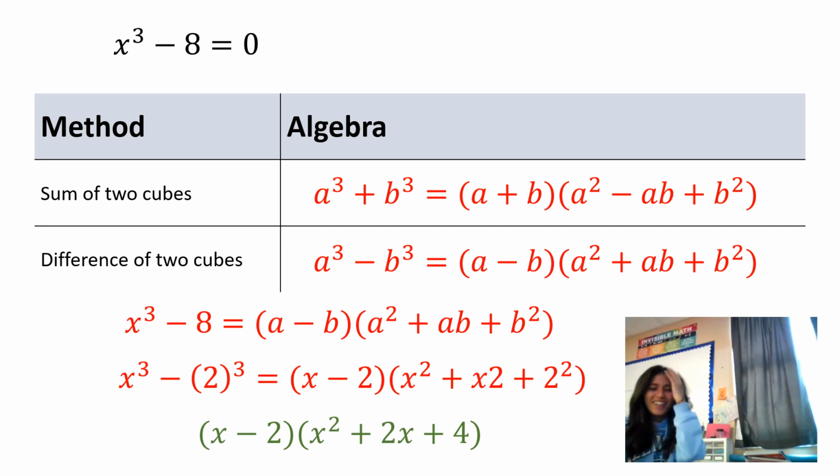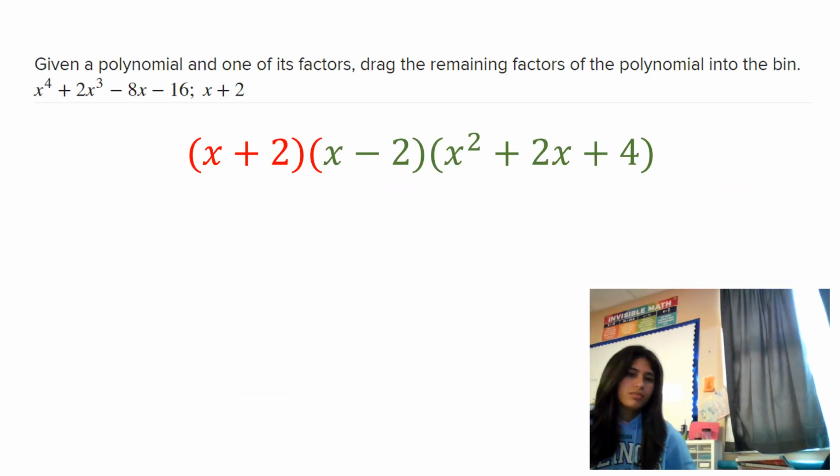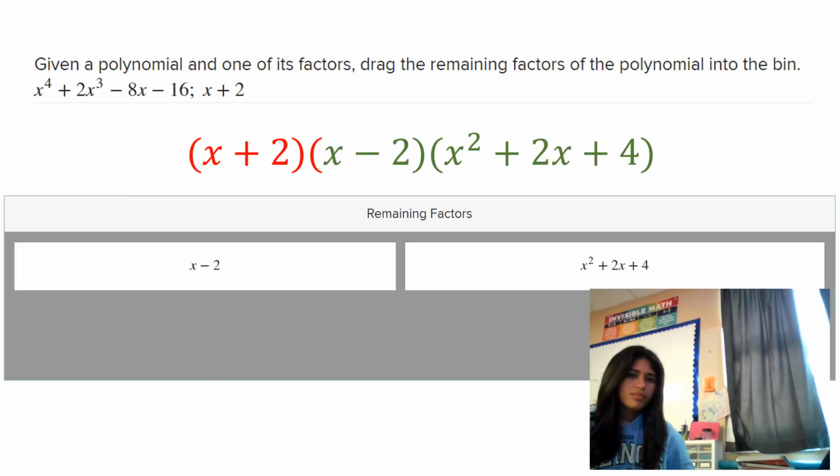All right. Well, it's because it's a difference of two cubes. It follows this formula right here. So we plug it in because 8 is 2 cubed. And then we get x minus 2 times x squared plus 2x plus 4. That's the only one like that, though.